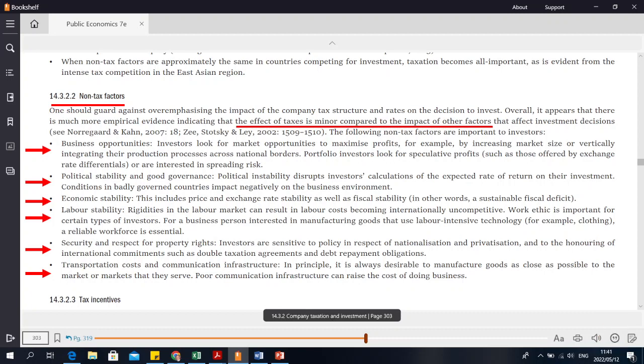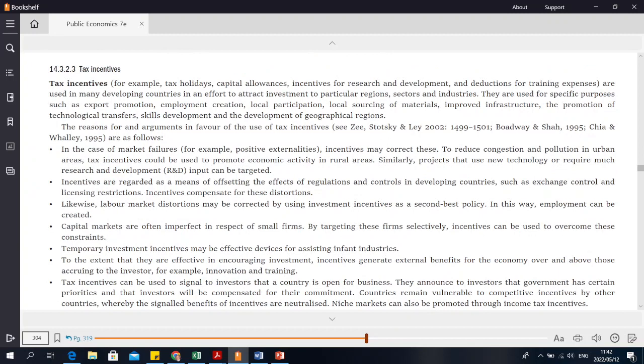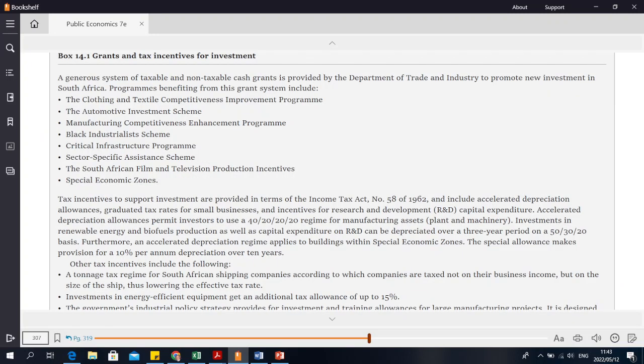Then we get to the next paragraph, tax incentives, 14.323. You only have to read the first paragraph. What is a tax incentive? They give lots of examples. You don't have to do the reasons for and against tax incentives for this course. But I think it's good to just have an idea of what we do in South Africa.